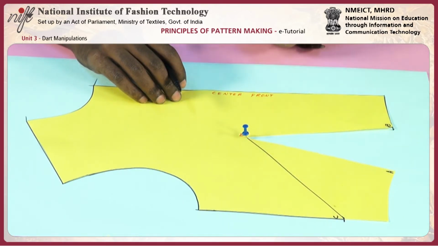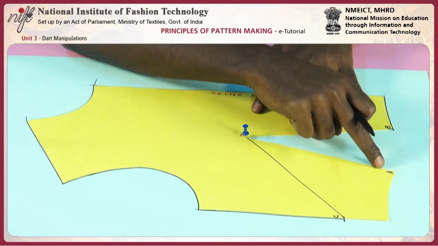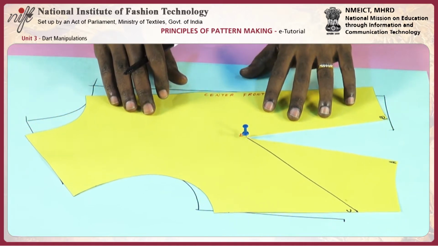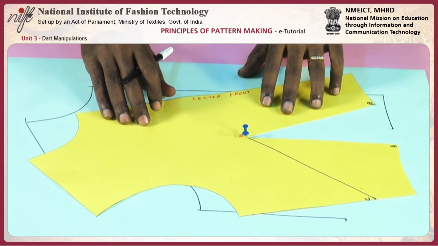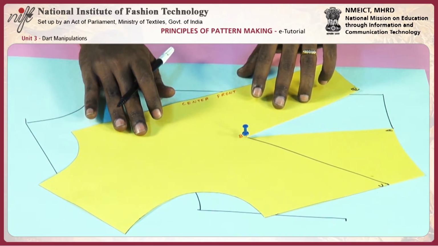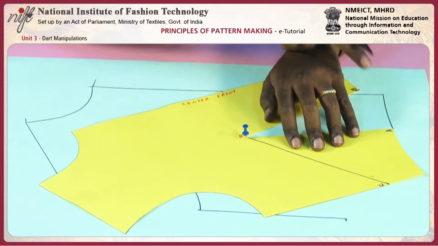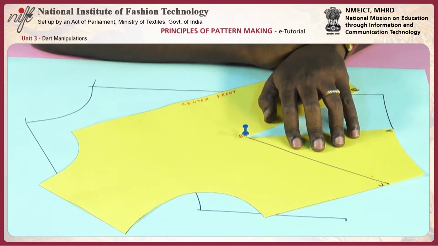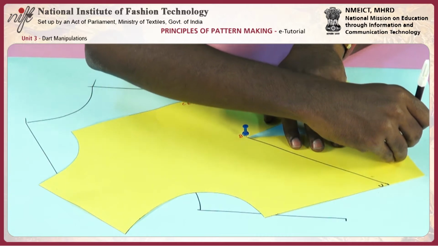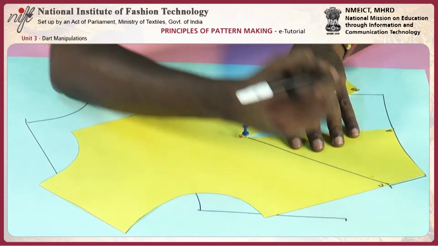Draw till C only. Now pivot at the bust point and move A to B. So it will rotate the pattern, move till it touches the dot point, another leg. Then you trace A to C in the clockwise direction. Mark C.